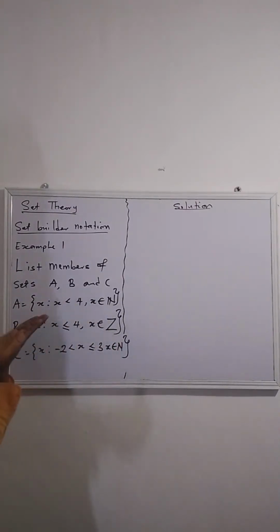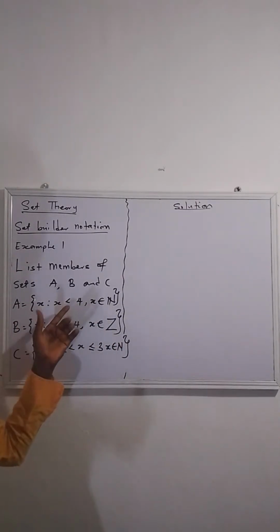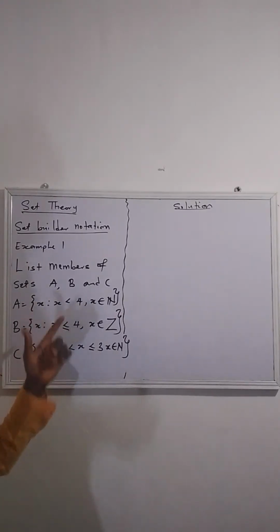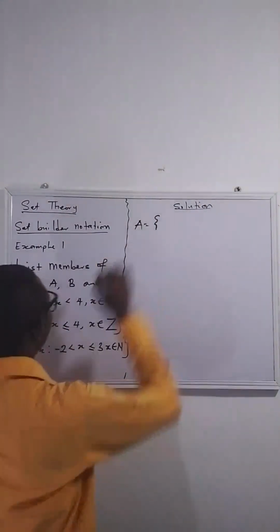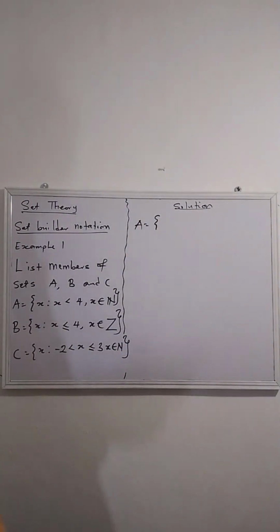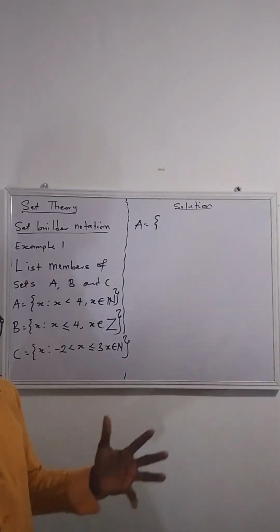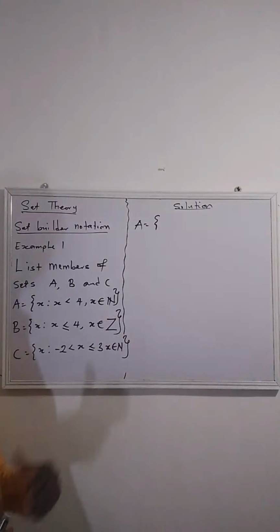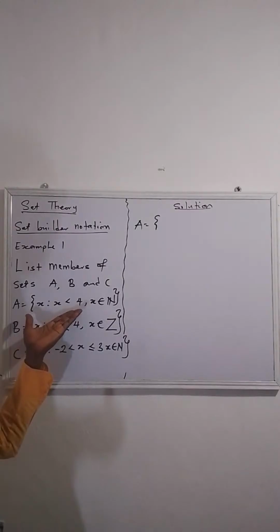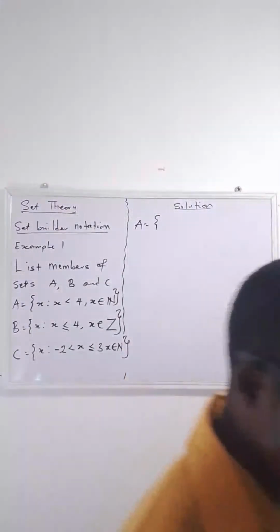So now we have to list natural numbers that are less than 4. Hope you remember the definition of natural numbers. I told you that natural numbers are counting numbers. Can you tell me what are the natural numbers that are less than 4? I want you to drop your answer in the comment section. Let me see what you have, if you remember what we did the last time.